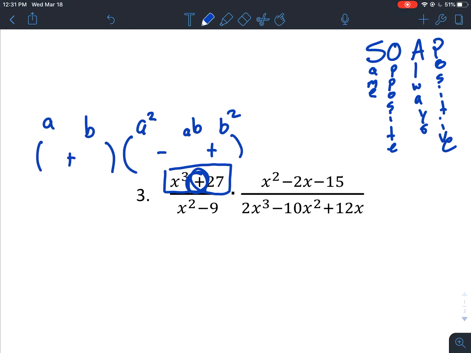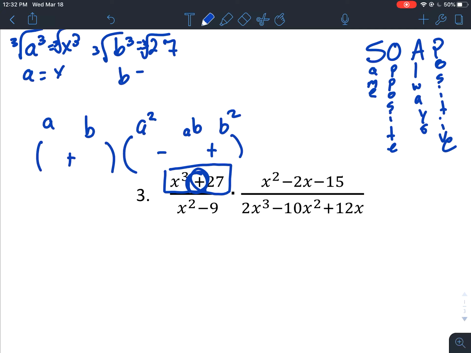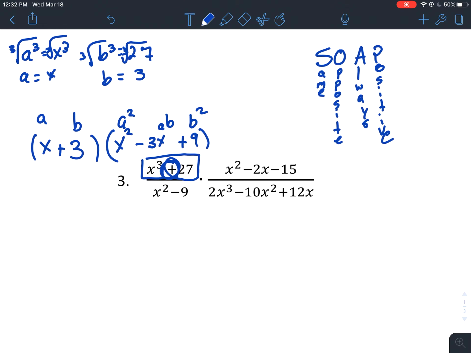Now to just find a and b. So a cubed would be x cubed, right? So to find a, we just cube root both sides. A then is just x. B cubed would be 27, so then we cube root both of those. We get b is equal to 3. So then in here we can say, okay, well a is x, b is 3. A squared would be x squared, ab would be 3x, and b squared would be 9. And that is how we would factor that top part, okay?